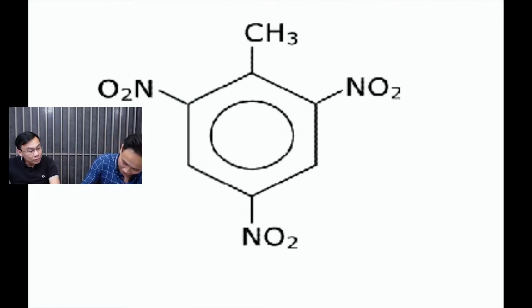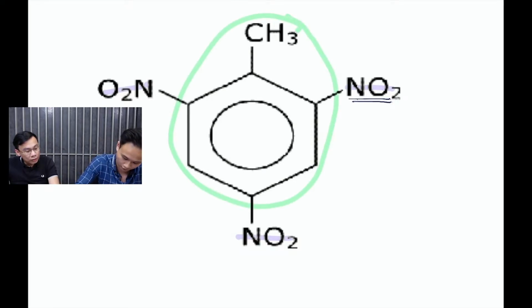So what we have here is what you just drew for me, right? First things first, do you know what this group is called? Nitro. So we have 3 nitro groups, so we call this a trinitro. And this is actually not in your syllabus, guys, but this is what we call a toluene molecule. Toluene. So it's got toluene, and we have 3 nitro groups, hence trinitro.